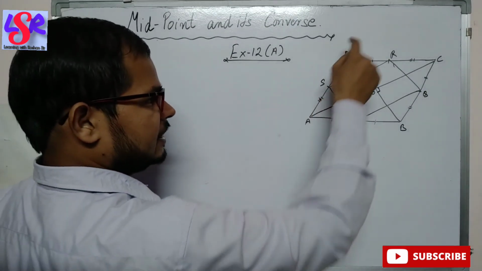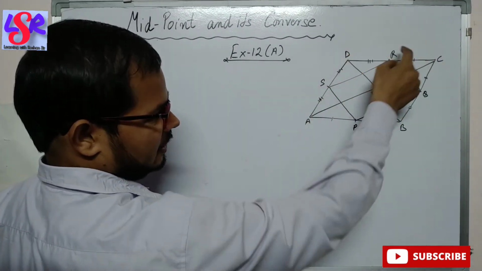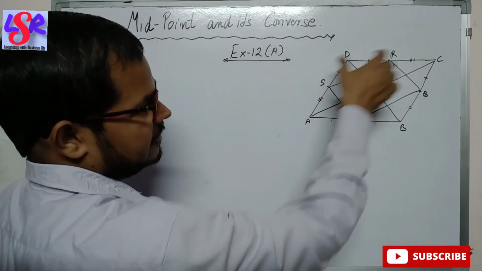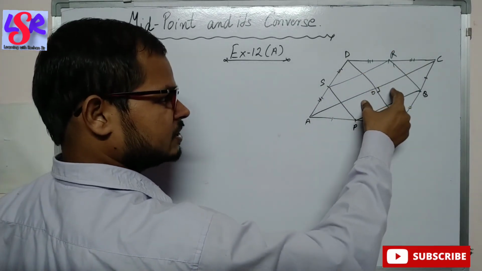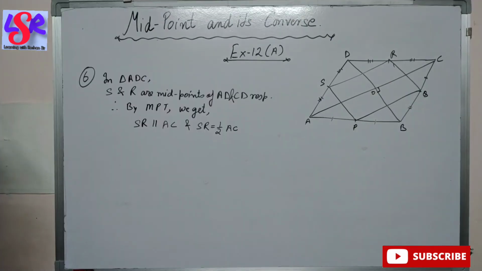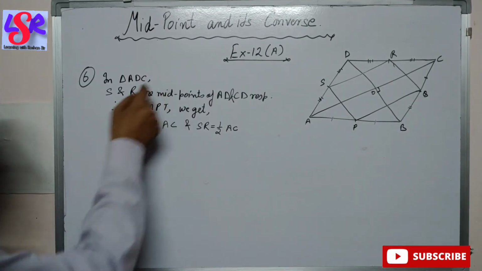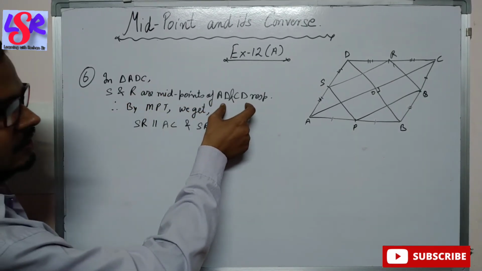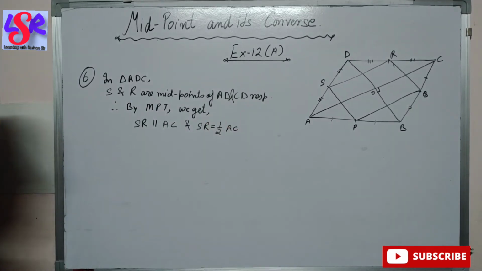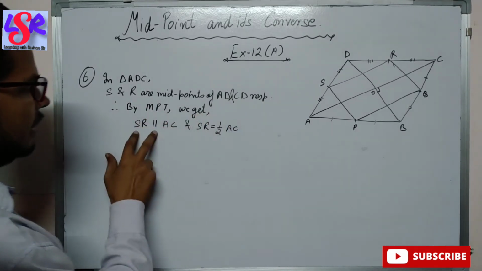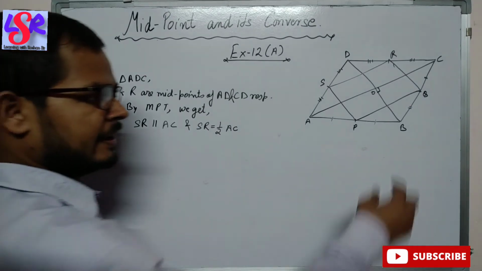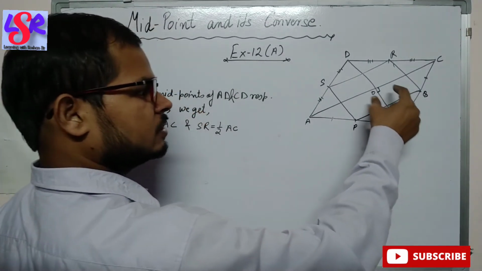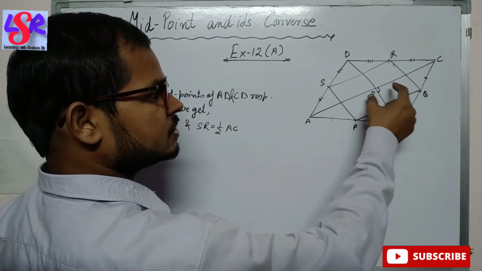So in triangle ADC, S and R are the midpoints of the sides AD and CD respectively. So by the midpoint theorem, we get SR is parallel to AC and SR is half of AC. And similarly, we can prove PQ is parallel to AC and PQ is half of AC.